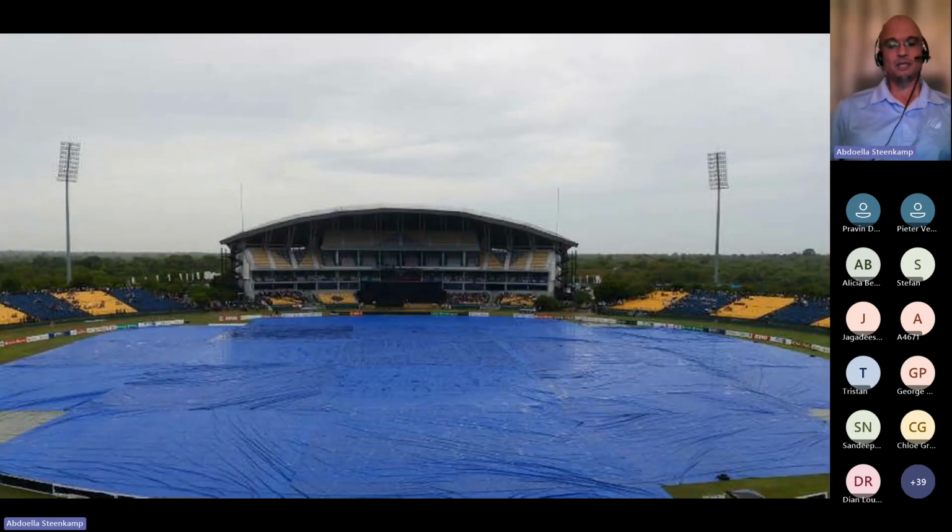You do find some grounds, like this ground in Sri Lanka, where they actually cover the whole field. It just depends on the grounds, but some grounds, as you can see here, they do cover the whole ground.